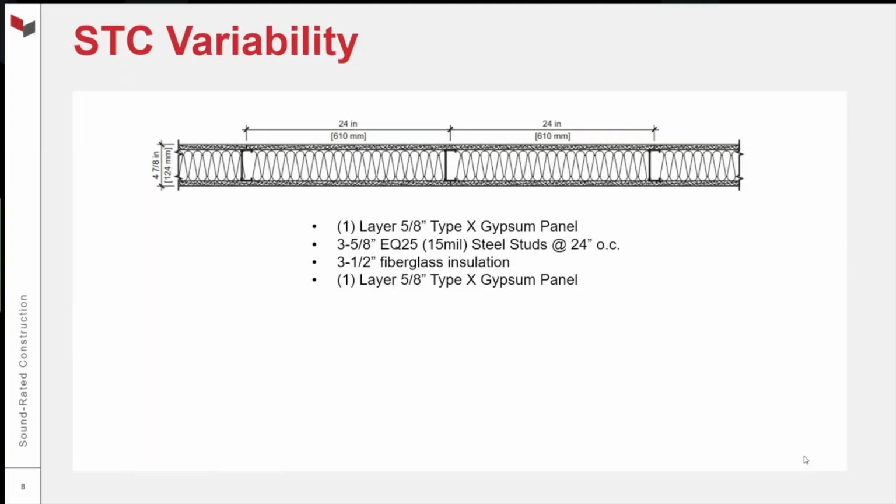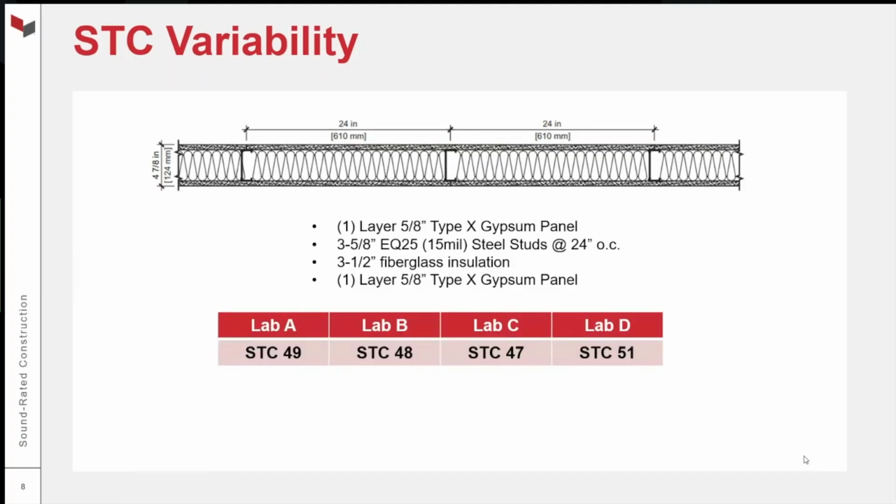There were 16 participating labs. For one of the labs, the data was no good. I captured 4 of the labs here and the results for this wall. Roughly, in terms of the good data that came out of this round robin, this encompasses the range. We saw results from STC 47 up to STC 51 for the exact same wall, tested at different labs.